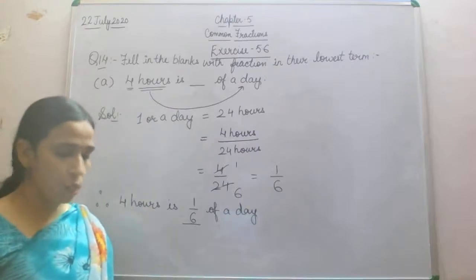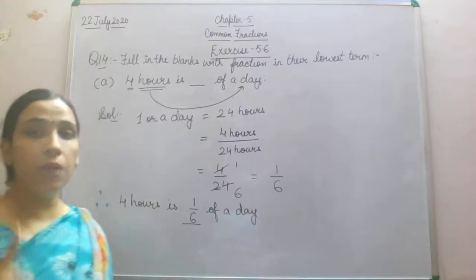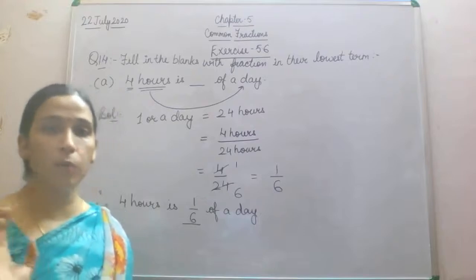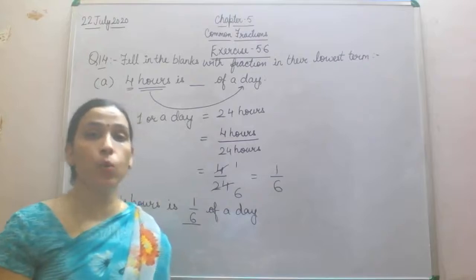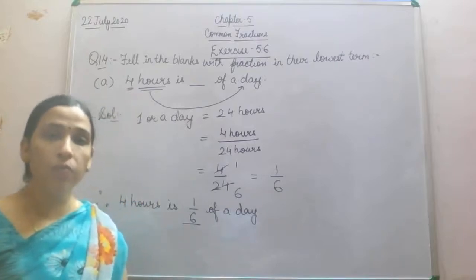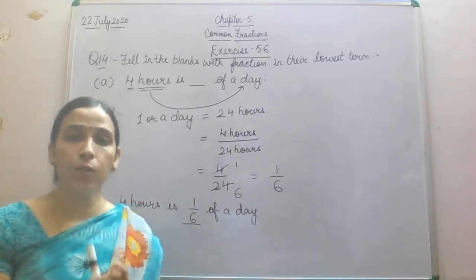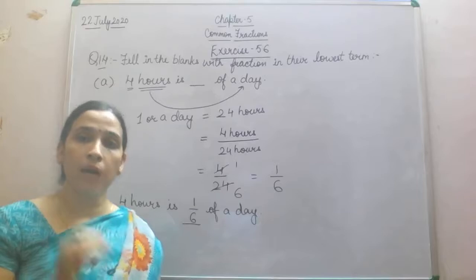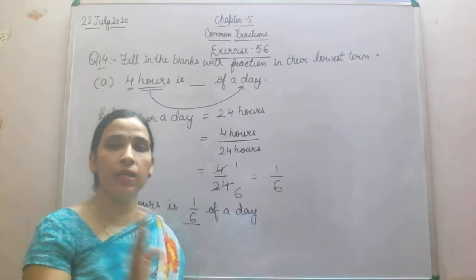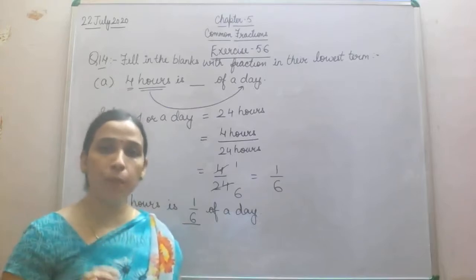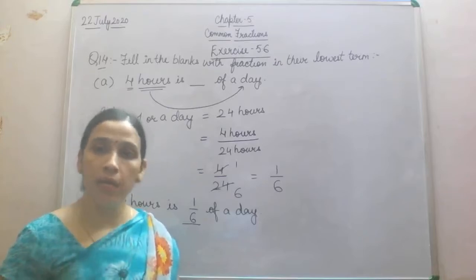So what is given in this question? Let's see this question again and we'll understand it. Now question number 14 of exercise 5.6, fill in the blank with fraction in their lowest term. Not only do you have to find the fraction, you have to reduce that fraction into its lowest term. Lowest term means until you get 1 as the only common factor in the numerator and denominator, you keep on dividing the numerator and denominator by a common number.